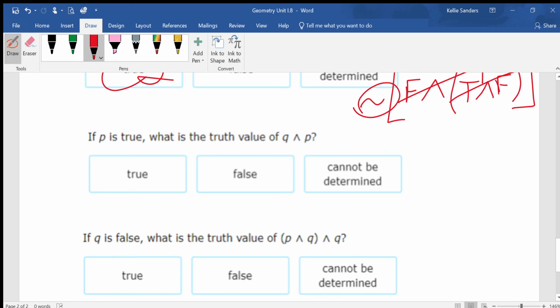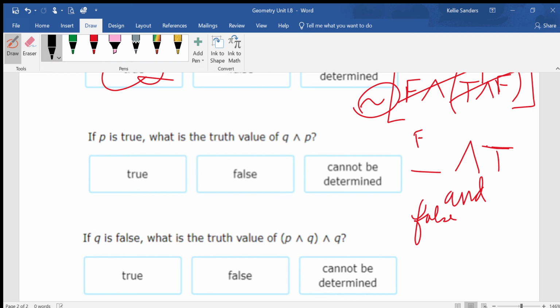Q. We don't know what Q is. We do know what P is. And this is an and, right? So what do you think? If Q was false, then it would be false, right? If Q was true, then it would be true. So since we don't know what Q is, and it makes a difference on if it's true or false, then it cannot be determined.